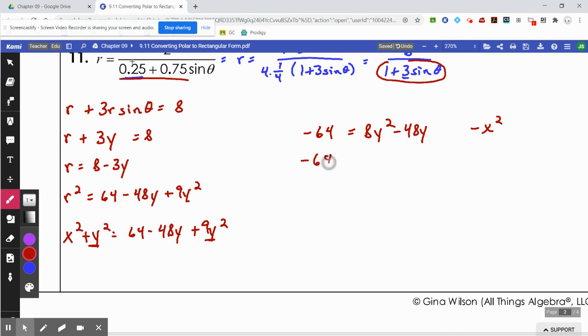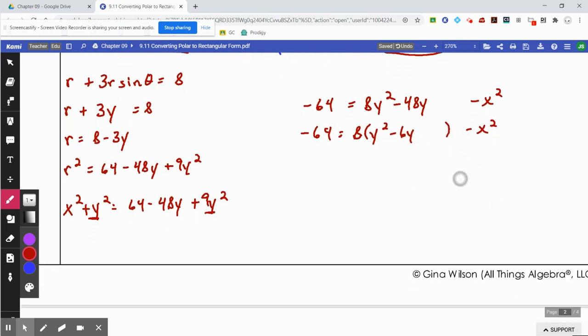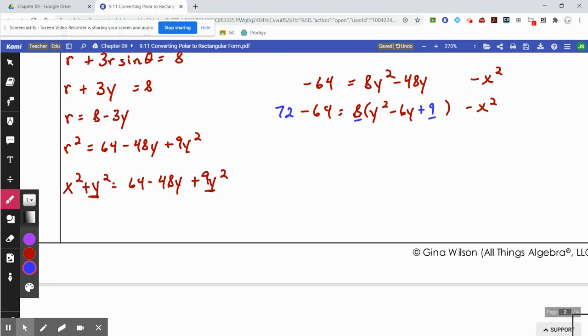Anytime you have something in front of the y squared, you do have to factor it. So you have y squared minus 6y left, and then the minus x squared. Let's go ahead and complete that square by adding a 9. To the other side, you have to add 8 times 9, which is 72. 72 minus 64, you now have 8 equals 8 times y minus 3 squared minus x squared.